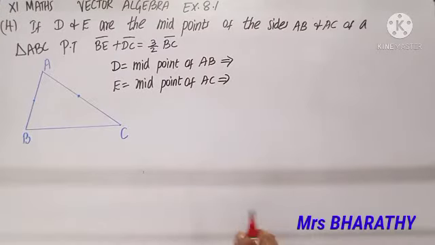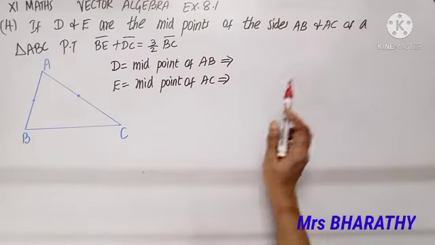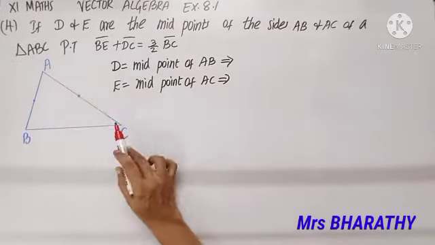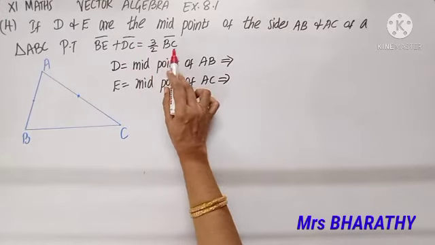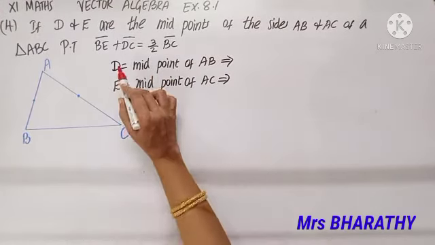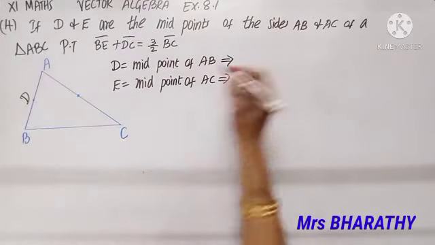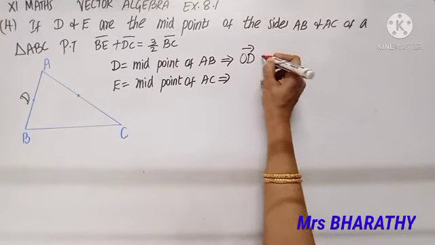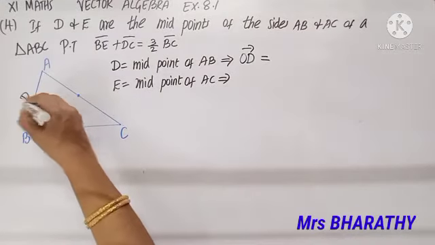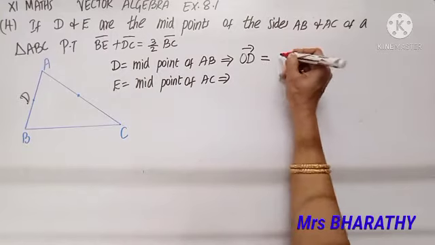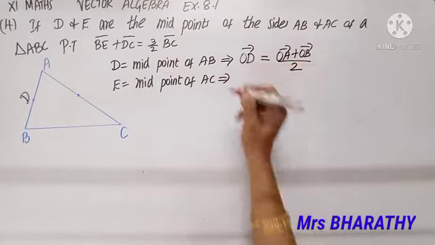Exercise 8.1, question number 4. If D and E are the midpoints of the sides AB and AC of a triangle ABC, we need to prove that BE plus DC vector equals 3/2 BC vector. Given D is the midpoint of AB. So how will I find the position vector of D? The section formula gives us 1, 1. Whenever I say midpoint, it is 1:1. So I will write OA vector plus OB vector divided by 2.